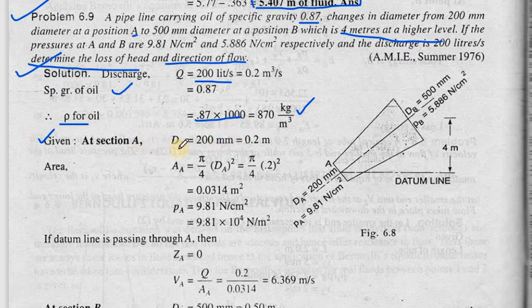Now we have been provided with the diameter at the first section, which is 200 mm. Converting it into meter, dividing by 1000, gives 0.2. From here we can easily calculate the area at the first point, pi by 4 into dA square. So the first area is 0.0314 meter square. Now the pressure at the first point is also given, 9.81 Newton per centimeter square, as I've told earlier. In order to convert Newton per centimeter square into Newton per meter square, we need to multiply it by 10 to the power 4. So these are all the given parameters.